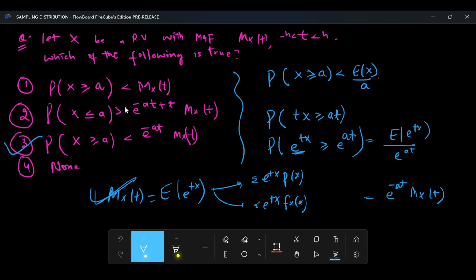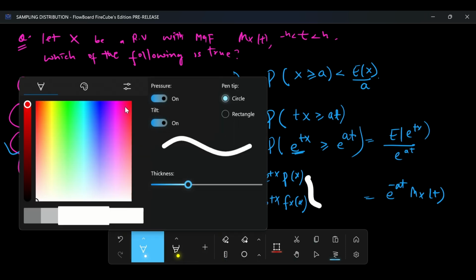Hi everyone. So now let's talk about convergence in probability, convergence in distribution, almost sure convergence, and convergence in mean. So this will be our lecture number 2 on sampling distribution.